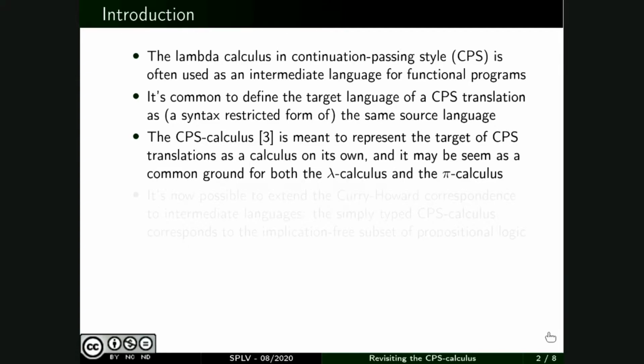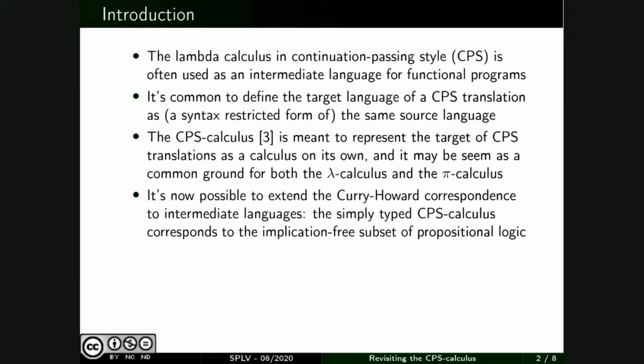What is being presented is the CPS calculus, which is meant to be used exactly as the target of such translations. So instead of translating from the lambda calculus into the lambda calculus again, you translate into the CPS calculus, which can only represent programs in CPS style. It's also possible to see it as a common ground for both the lambda calculus and the P calculus. The common syntax subset of both represents the CPS calculus.